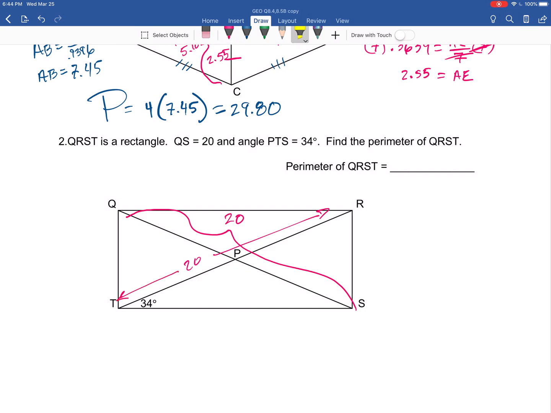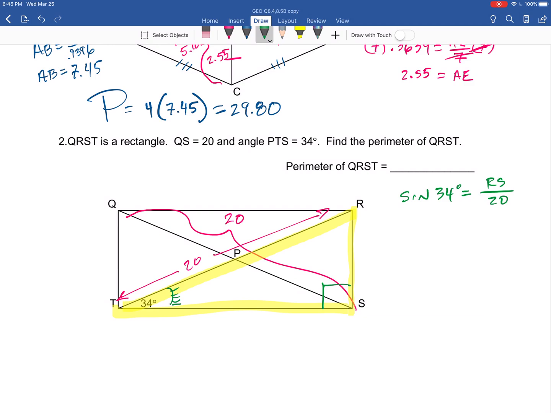Now, take a look at this one. Right triangle, because we got right angles all in the rectangle. So look at that triangle. I want to find this side right here. Okay, do RS. Okay, opposite, hypotenuse. Opposite is RS. Hypotenuse is 20. That's sine. Sine of my I. Sine of 34 degrees equals opposite RS over hypotenuse 20. Okay, looking good.